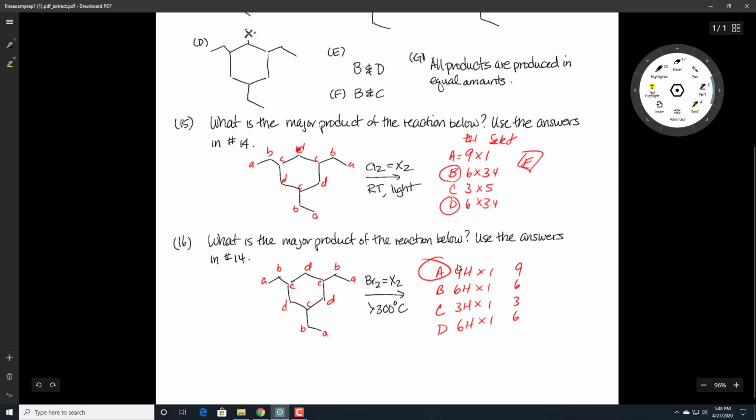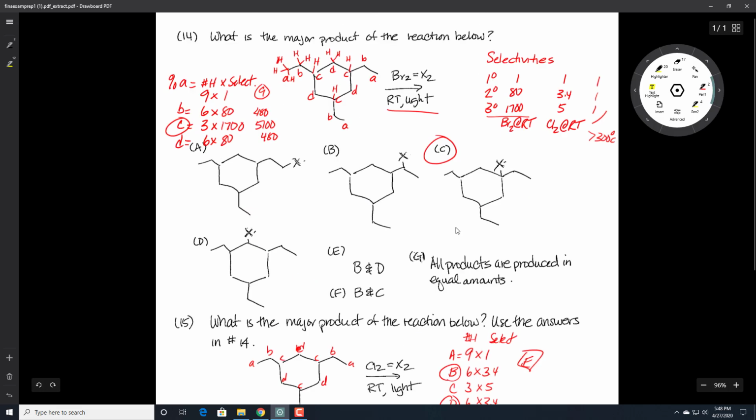So that is how we would do free radical halogenation. Again, the formula is number of hydrogens times the selectivities. You would get the selectivities on an exam. I would always give you those, but they vary from bromination to chlorination, and when you're at greater than 300 degrees Celsius, they're all the same.